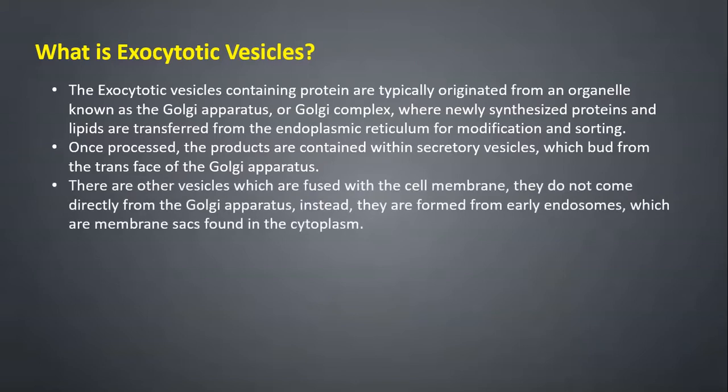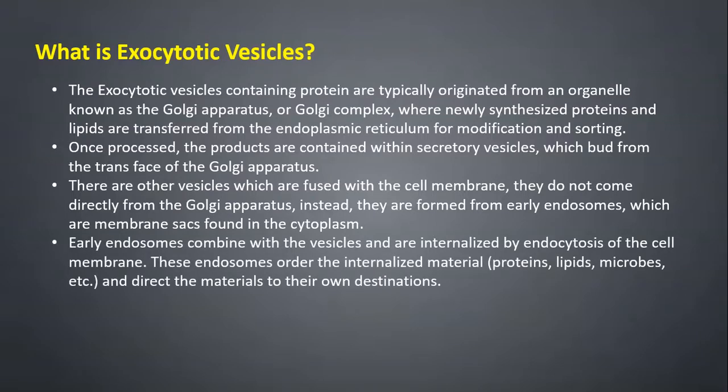There are other vesicles which are fused with the cell membrane. They do not come directly from the Golgi apparatus. Instead, they are formed from early endosomes, which are membrane sacs found in the cytoplasm. Early endosomes combine with the vesicles that are internalized by endocytosis of the cell membrane.